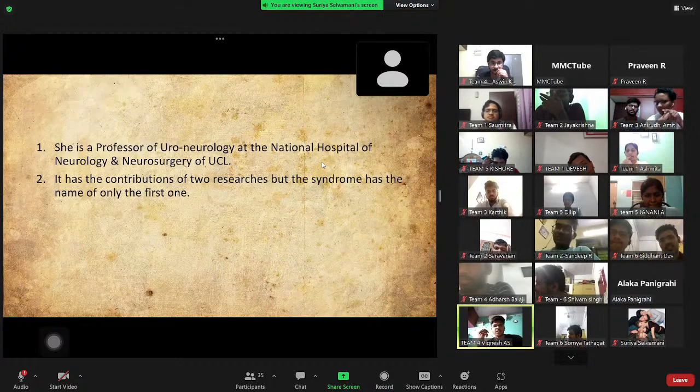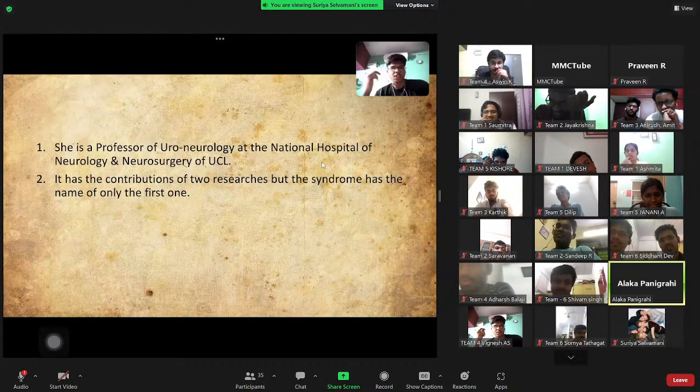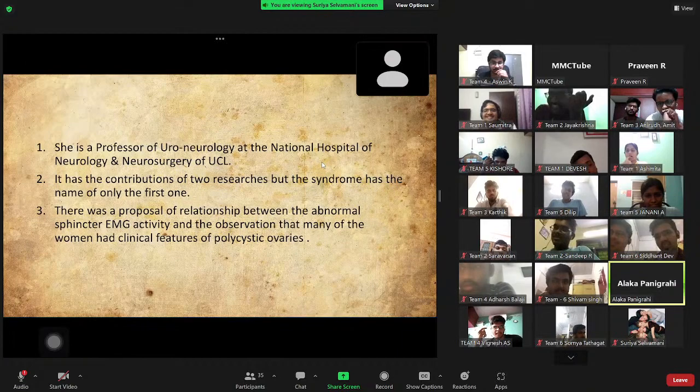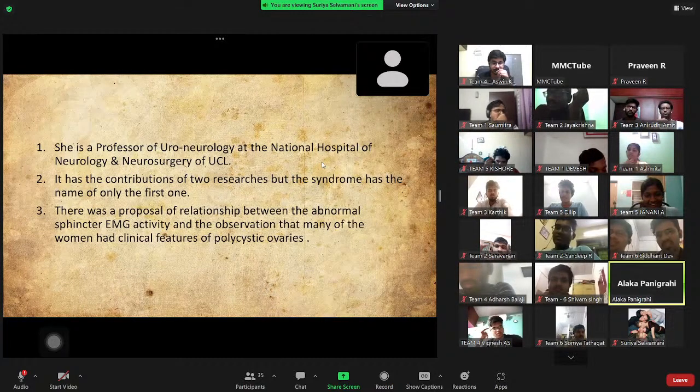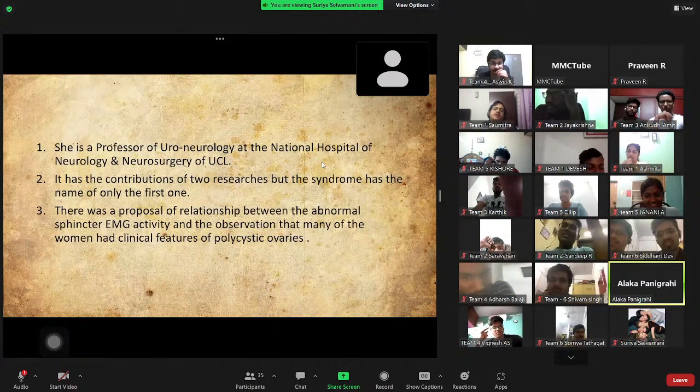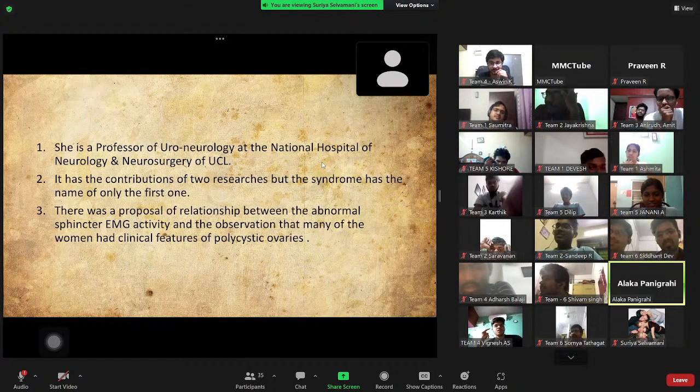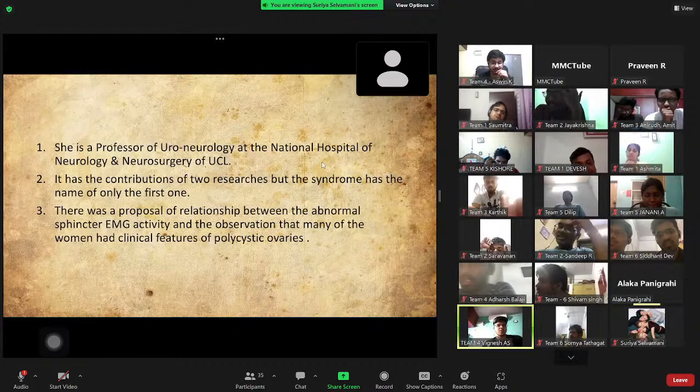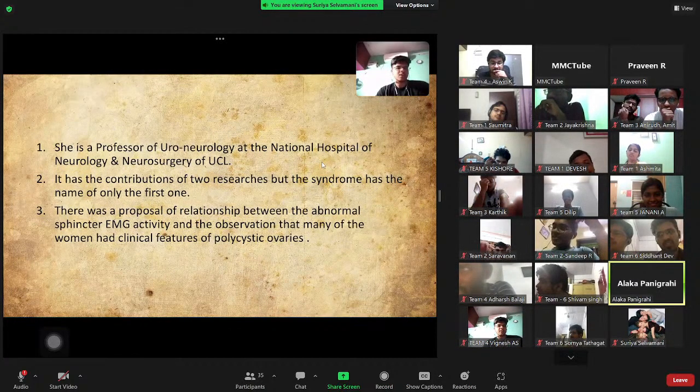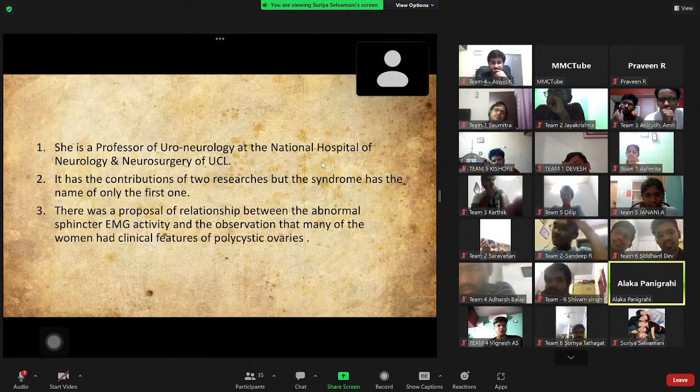Okay, the next clue, please. There was a proposed relationship between abnormal sphincter EMG activity and the observation that many of the women who had this syndrome had clinical features of a polycystic ovary. So basically, her research was based on EMG studies, and they found that most of the women who had this syndrome also had features of a polycystic ovary.